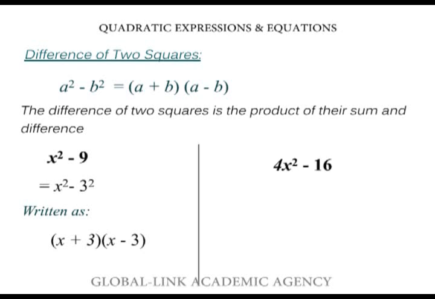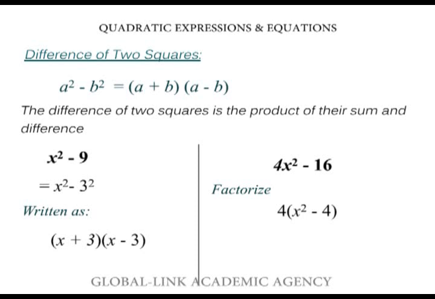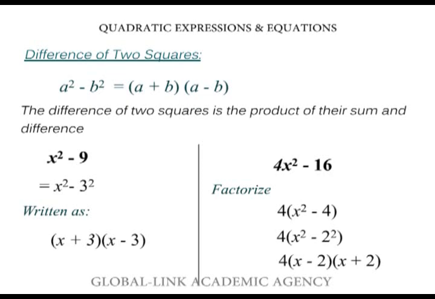For 4x squared minus 16, we first factorize, we get 4 into (x squared minus 4). The term in the bracket is a difference of two squares, that is 4 into (x squared minus 2 squared), which can be 4 into (x minus 2) times (x plus 2).